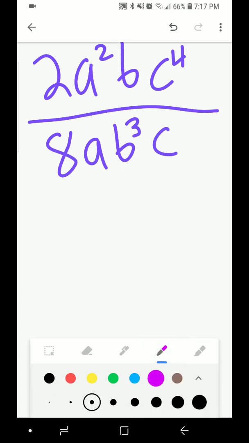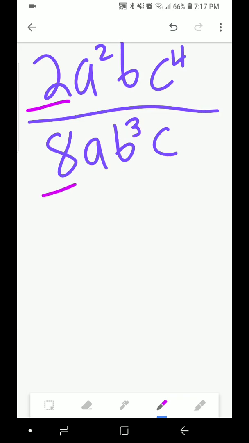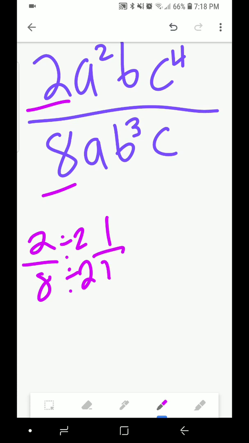Look at the coefficients. We have 2 divided by 8. So you might be saying, uh-oh, not so good. We have 2 divided by 8. It's not going to simplify down to a whole number. So what we need to do is when our numerator is smaller than our denominator, we need to take it as a fraction and just reduce the fraction. So 2 can go into both of these, so our fraction becomes 1/4.